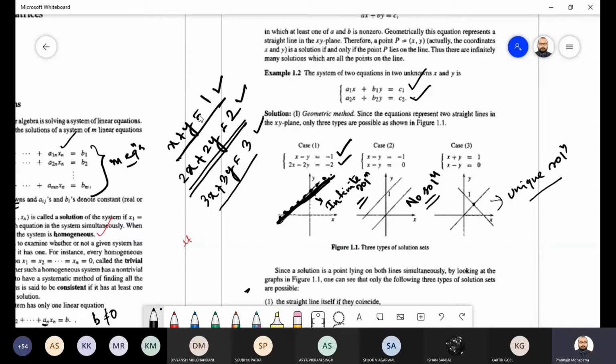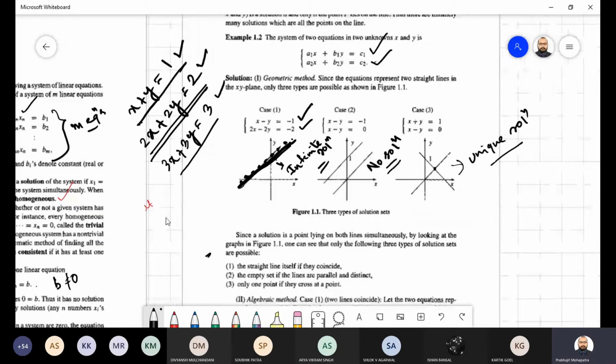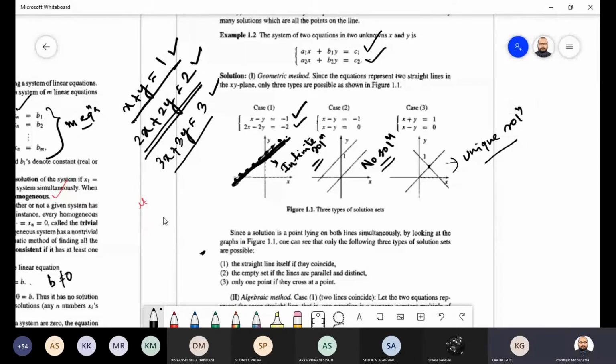Okay. So am I going fast or is it okay? It is okay, na? Sir, a little fast, sir. Oh, I am going a little bit fast. Okay, so I'll go a little bit slow.